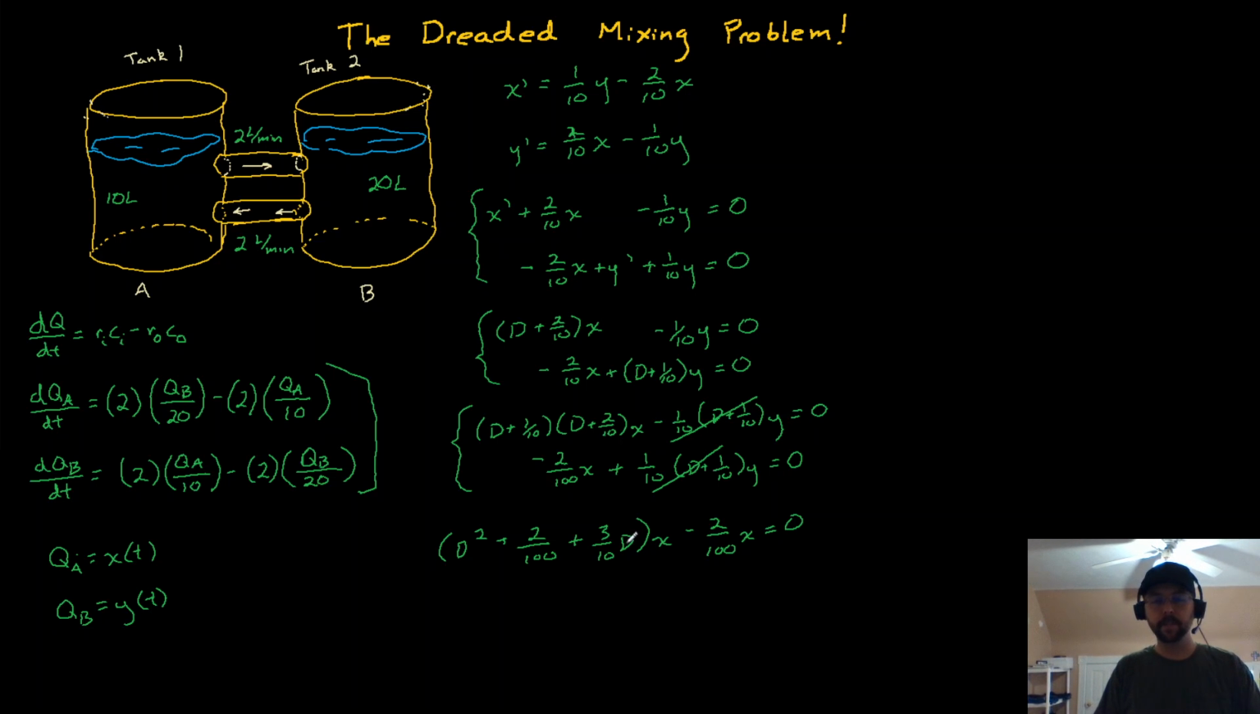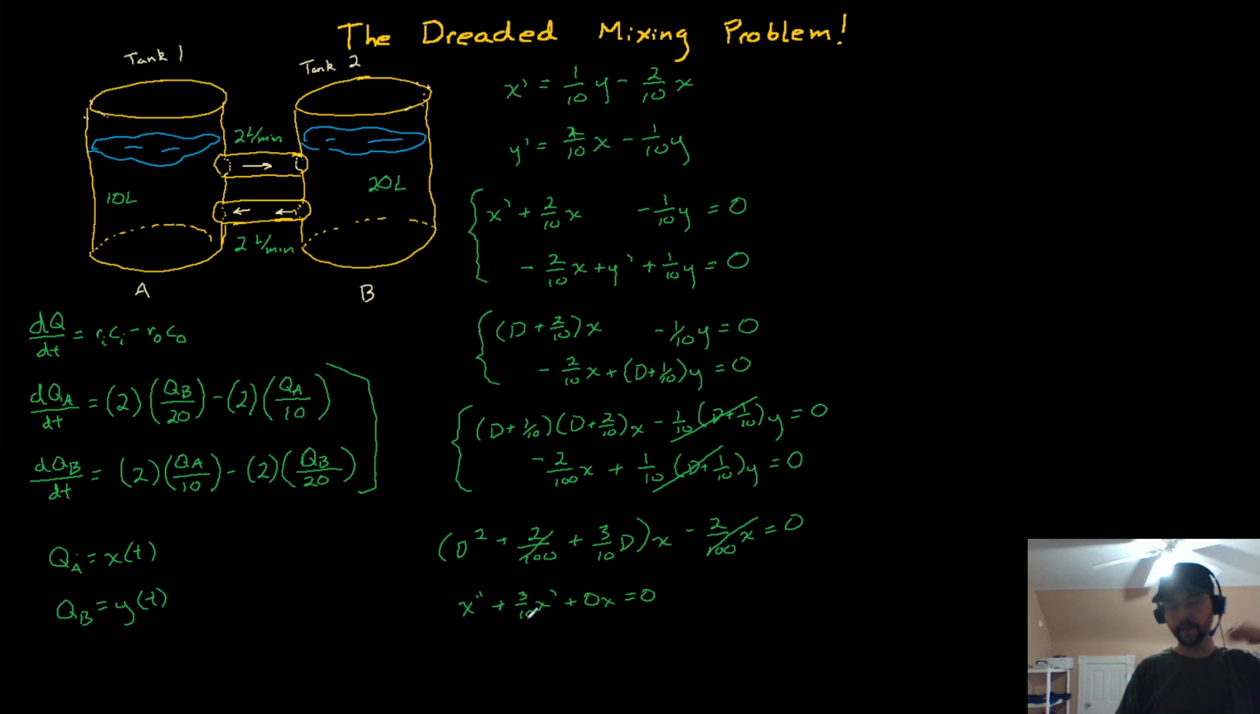The x times D is the derivative of x. X times D squared is the second derivative of x. So what we're going to end up with is the second derivative of x plus 2 over 100 x minus 2 over 100 x. Those two terms cancel. And then plus 3 over 10 x prime, and I like to write the plus 0 x here, equals 0.